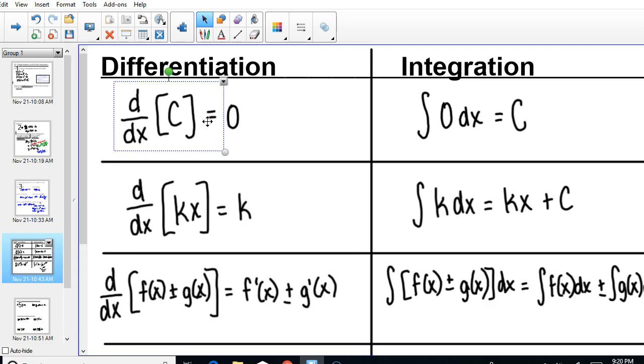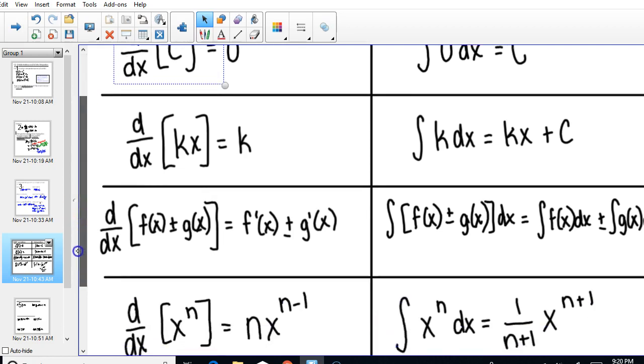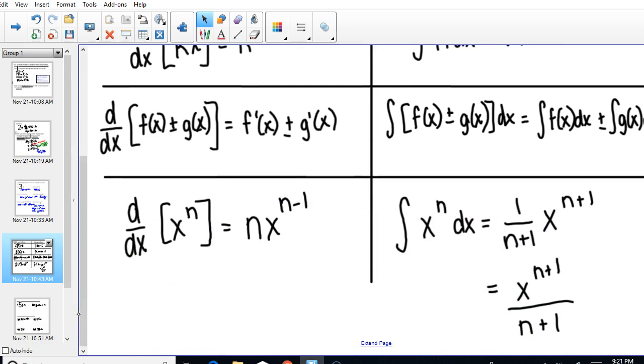Next, if we have the derivative of k times x, we just get k. So if we integrate a number just like k here, which is some constant number, then we'll get k times x plus c. There's a couple more here. If we're taking the derivative of one function plus another function, we can just take those derivatives separately, f prime of x plus or minus g prime of x. Same thing is true of integrals. If we are integrating f of x plus g of x, we can integrate f of x and g of x separately and just put that plus or minus sign in between them.